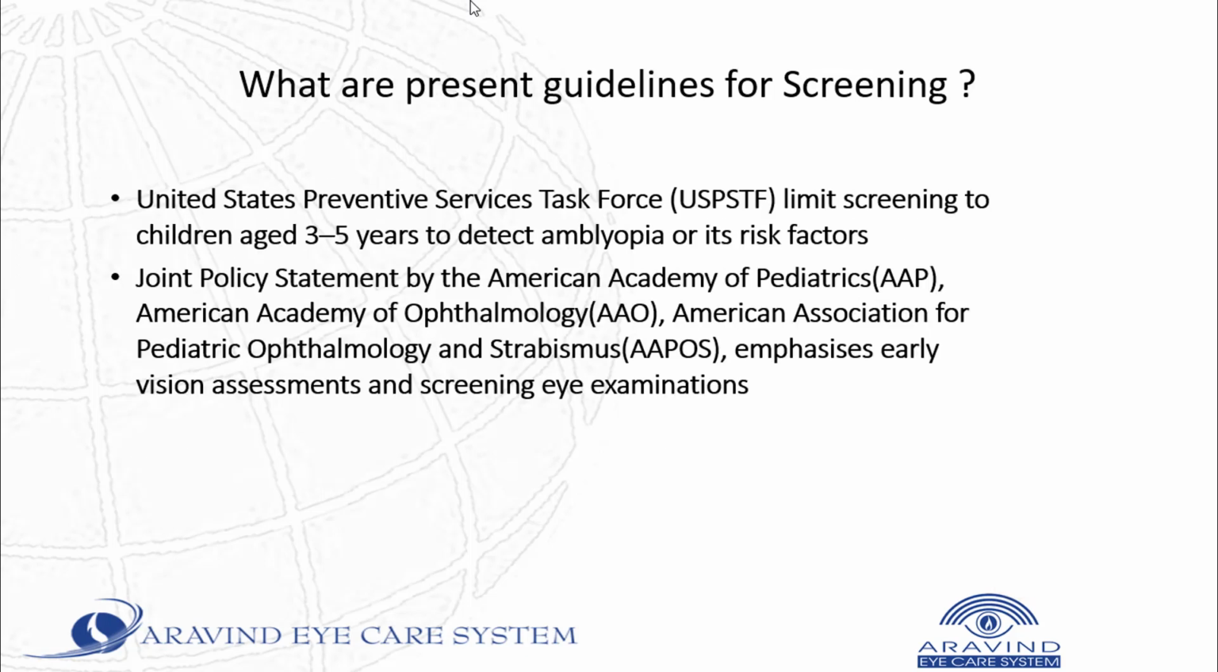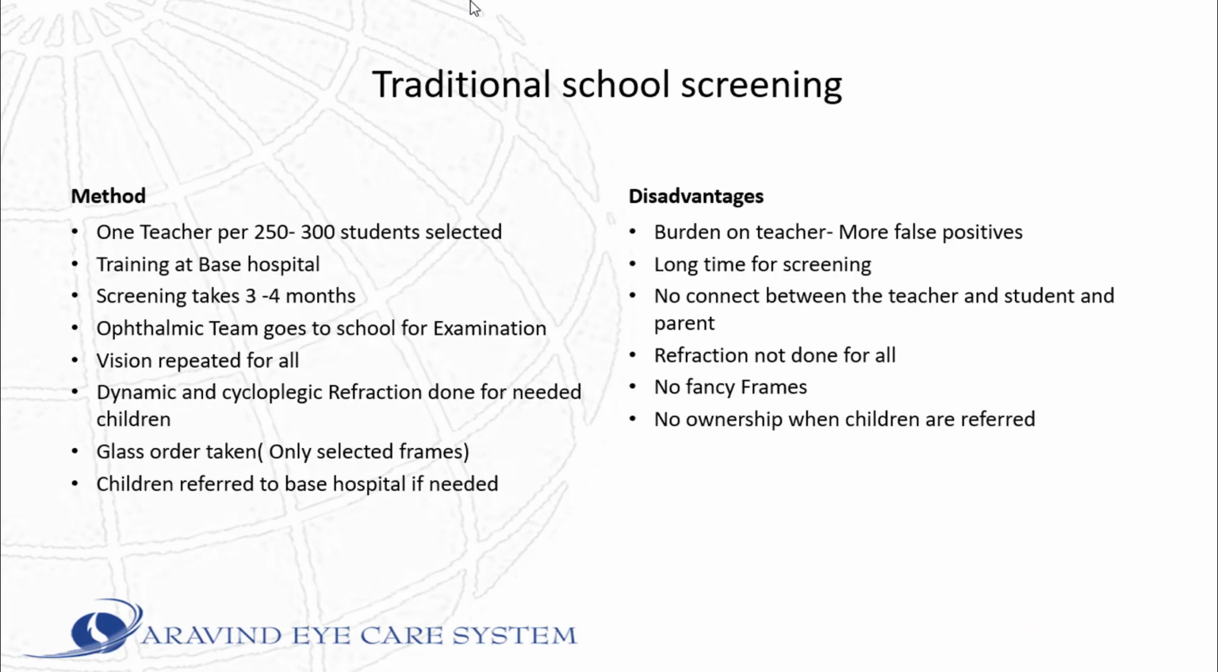So the United States Preventive Services Task Force limits screening to children aged 3 to 5 years to detect amblyopia risk factors. So when you see the screening part, either it is school screening or pediatric eye screening. School screening in India, the traditional method is to involve the teachers.